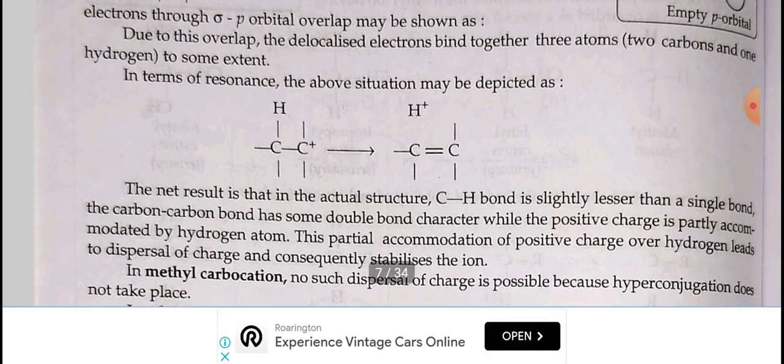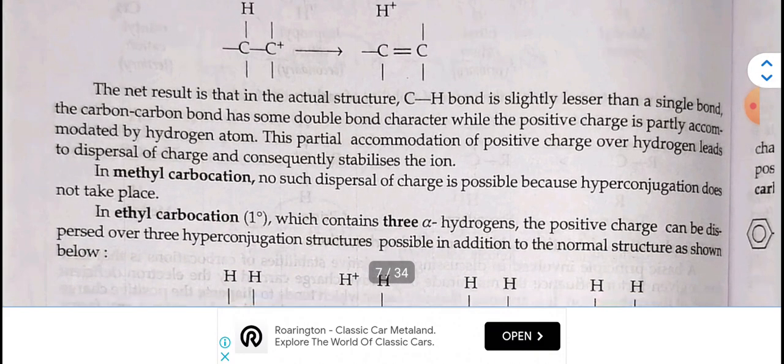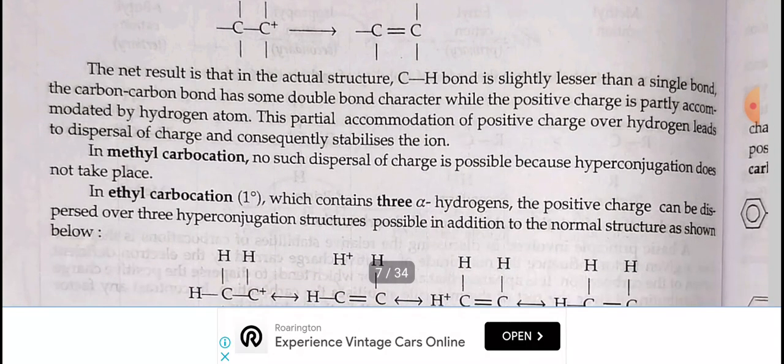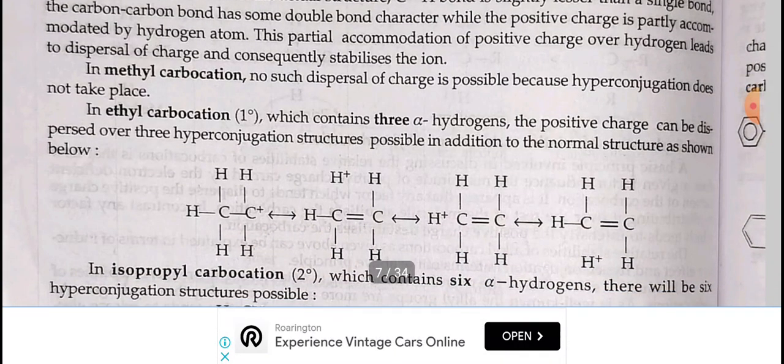In terms of resonance, the above situation may be depicted as follows. The net result is that in the actual structure the carbon-hydrogen bond is slightly less than a single bond. The carbon-carbon bond has some double bond character while the positive charge is partially accommodated by the hydrogen atom. This partial accommodation of positive charge over hydrogen leads to dispersal of charge and consequently stabilizes the ion. In the methyl carbocation, no such dispersal of charge is possible because hyperconjugation does not take place.